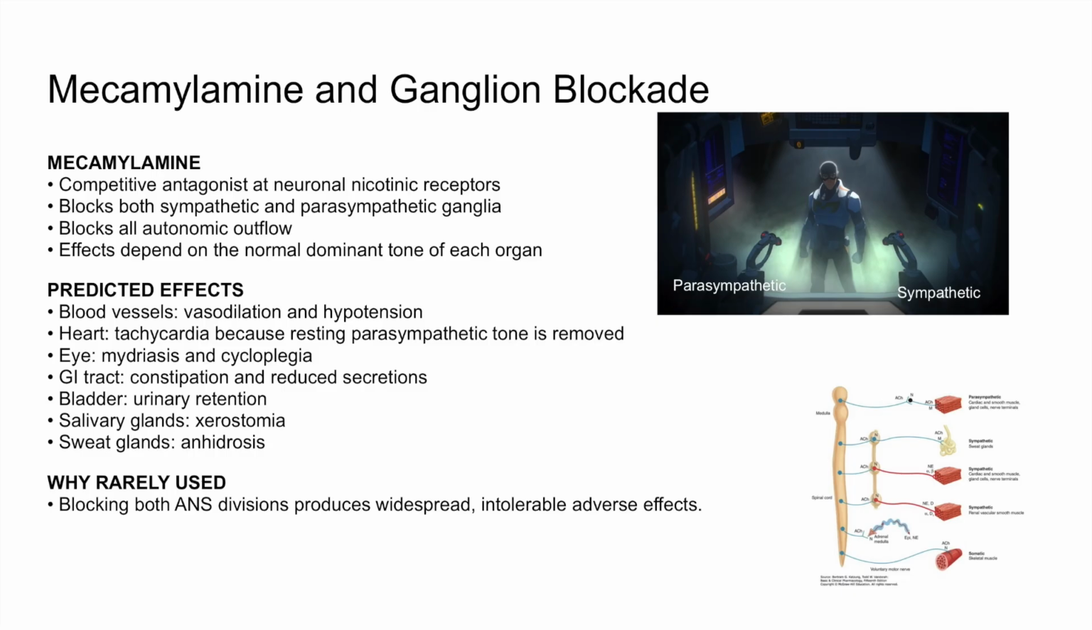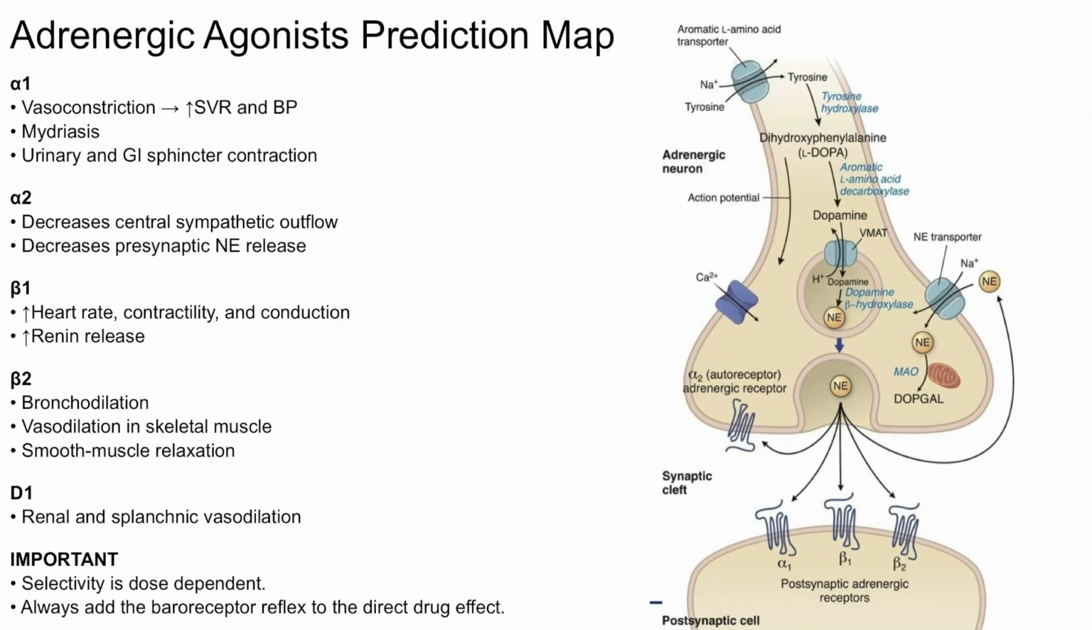So there you go. All right, so now we're going to switch from the muscarinic side of things to the adrenergic side of things. So this means that we're using norepinephrine, alpha receptors, beta receptors, right? So to predict an adrenergic agonist's effect, you want to begin with the receptor profile, right? So let's do a quick recap.